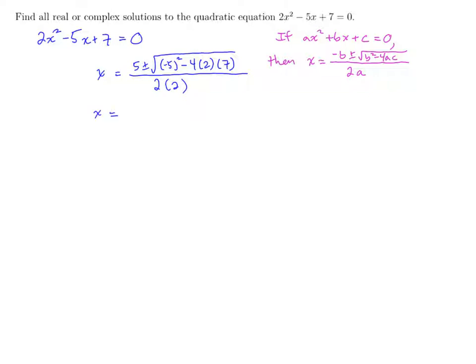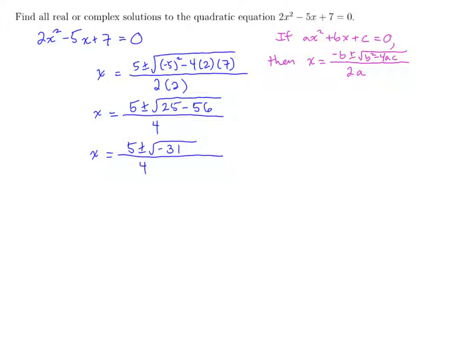Simplifying this, we'll simplify what's inside that radical. And so the numerator will be 5 plus or minus, and then we'll have the square root of, and inside that radical we have 25, minus, and 4 times 2 times 7 is 56. So we have minus 56 inside there, all over 4. From there, we'll simplify what's inside that radical one step further, and we'll have 5 plus or minus, and then inside there we'll have the square root of negative 31.